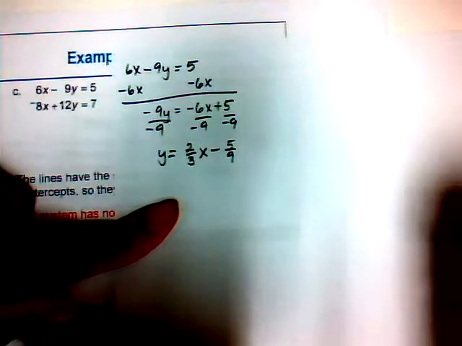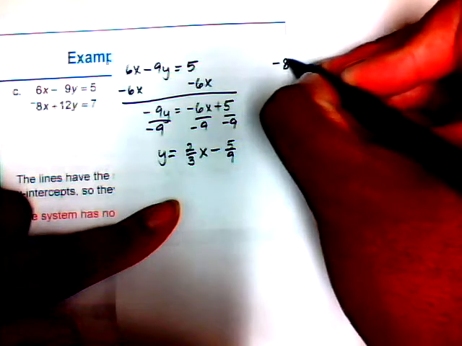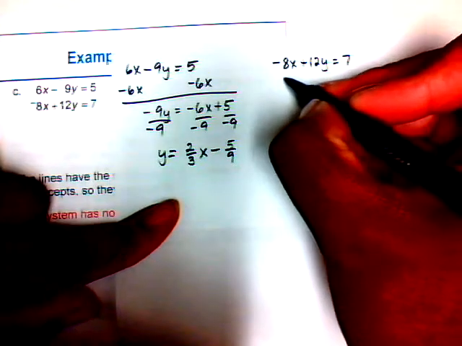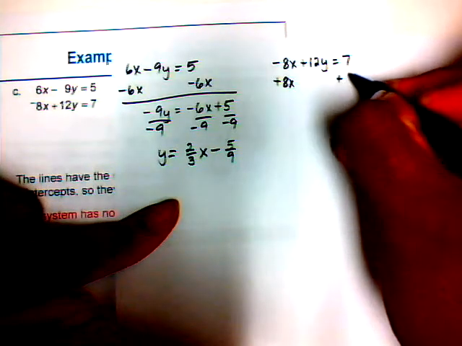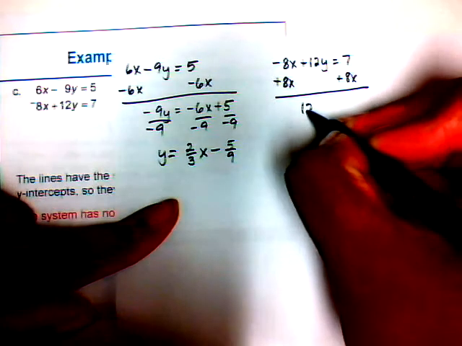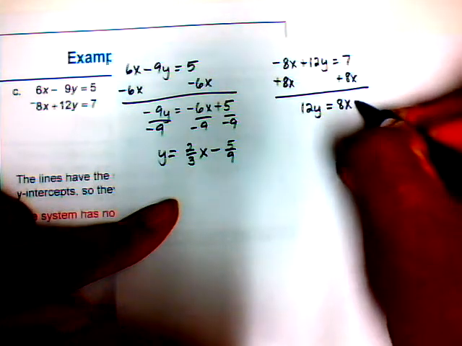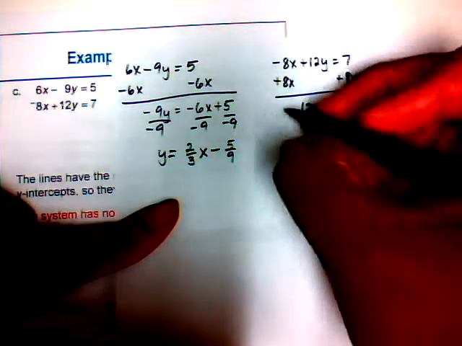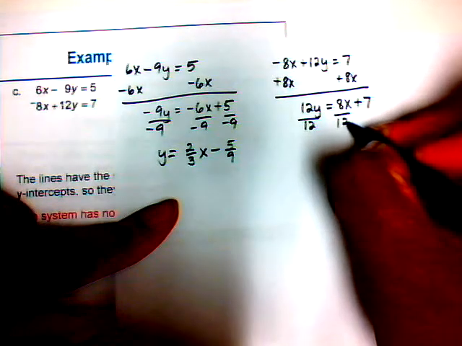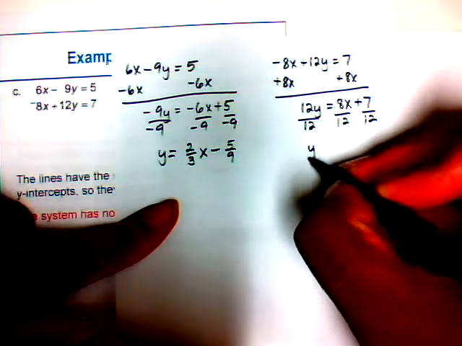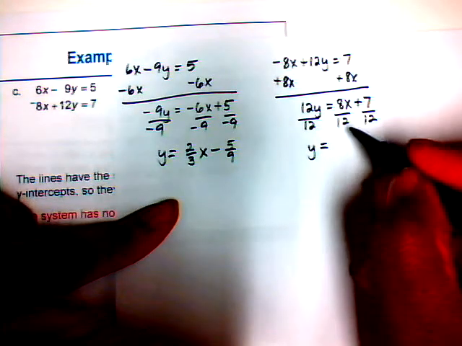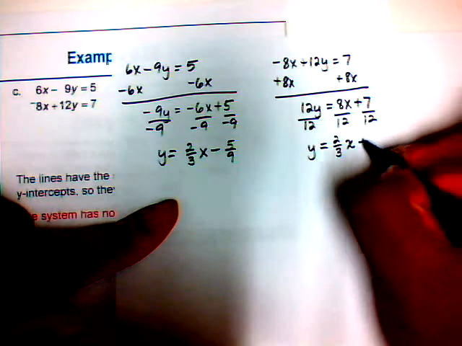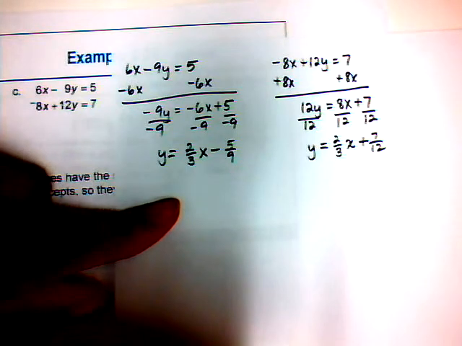Now the other equation, negative 8x plus 12y equals 7. Okay. Now to get the y by itself, you're going to add 8x to both sides. That means 12y is equal to 8x plus 7. And then to get the y by itself, you'll divide both sides by 12. And I'm dividing each and every term by 12. So now you got y is equal to 8/12 reduces to 2/3. So now it's 2/3 x plus 7/12.